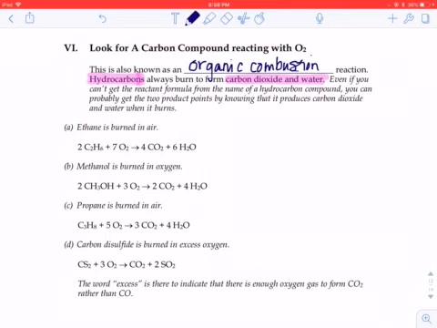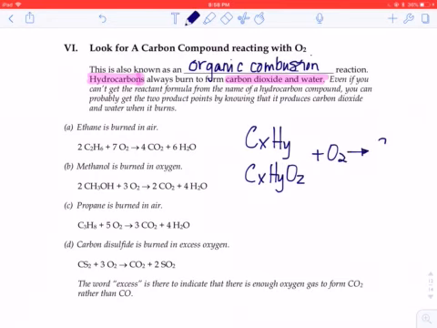So if it's just anything with carbon and hydrogen in it, or if it's carbon, hydrogen, and oxygen in it, no matter what, if it's either one of these and you add some oxygen to these, 100% of the time, carbon dioxide and water are your products. And really, it's just a matter of balancing the chemical reaction at that point forward.